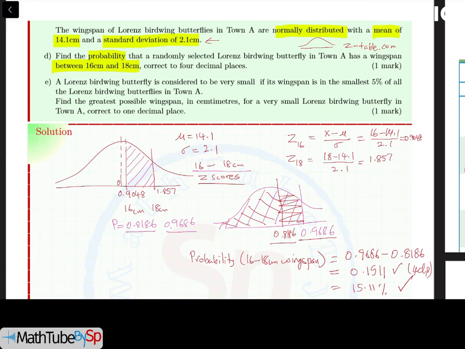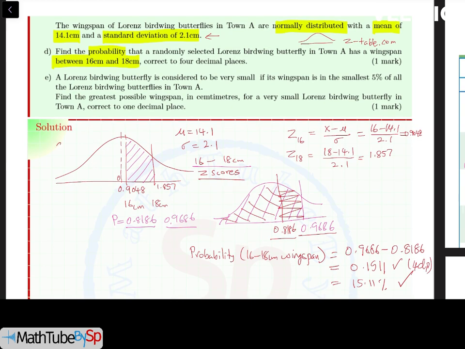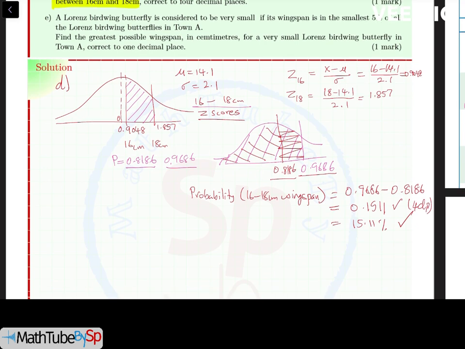All right, let's address part E. That was part D. In part E, they're telling us that the Lorentz birdwing butterfly is considered to be very small if the wingspan is in the smallest 5% of all the butterflies in town A. So if I take the standard normal curve, this lowest 5% is the probability, because this is the area, right?